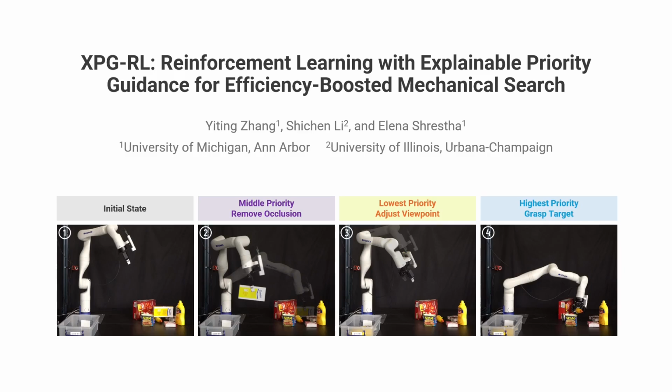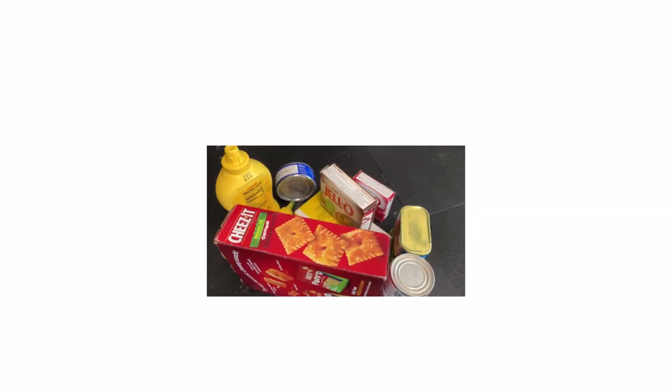We present XPG-RL, a reinforcement learning framework designed to improve efficiency and robustness in mechanical search tasks through interpretable, priority-guided action selection. To understand the problem setting, let's first define what mechanical search entails. Mechanical search refers to the task of retrieving a specific object from a cluttered environment using a robotic manipulator.